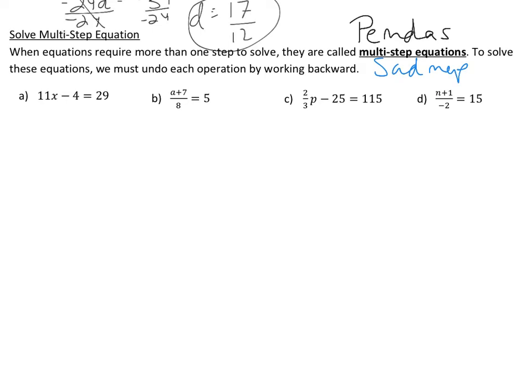So letter A, I see that 11 is being multiplied by x. We're then subtracting 4, and that all equals 29. So I see subtraction. I'm going to get rid of that first.